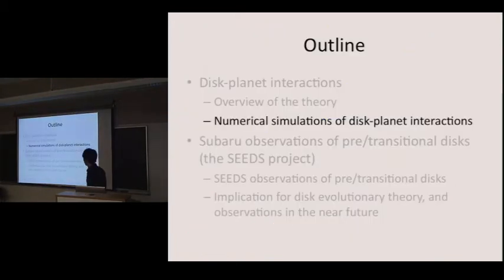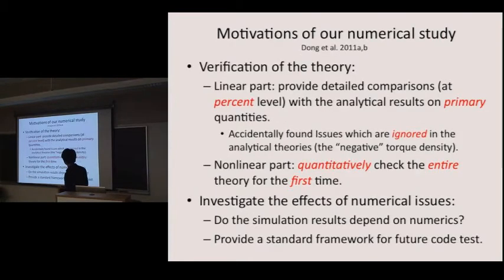So I'll talk about our numerical work here. A bit of the motivation. Why do we do this work? The first point is to check the theory. The linear part has been studied extensively in the past. What we're trying to do is, as I was talking, we focus on the primary quantities. We compare quantities such as the torque at each invariant resonance, the torque density in the physical space, this kind of quantity. One thing we accidentally found in this process is so-called negative torque density, which I'll talk about later.